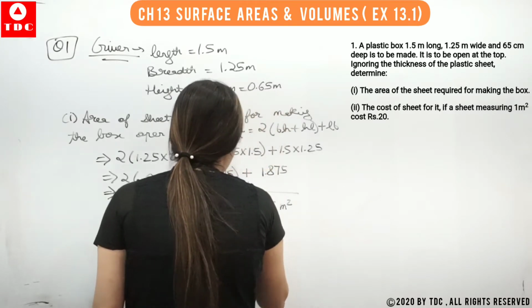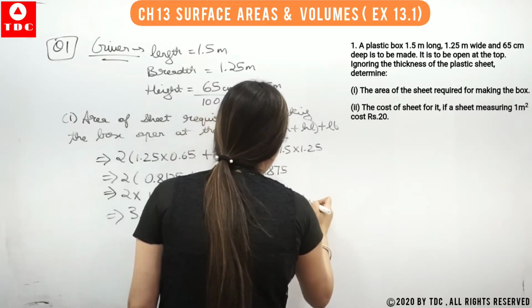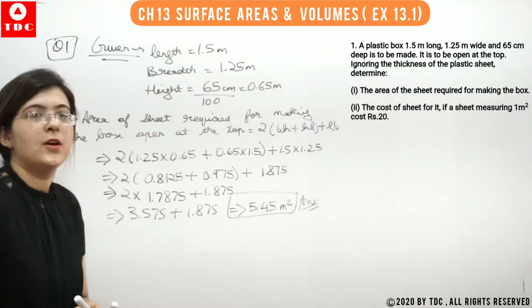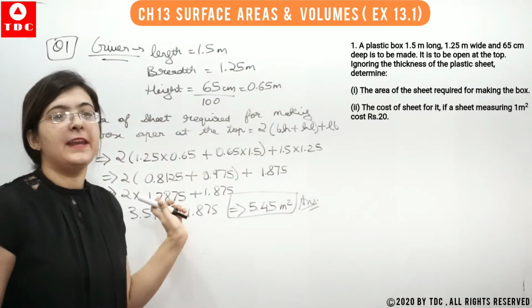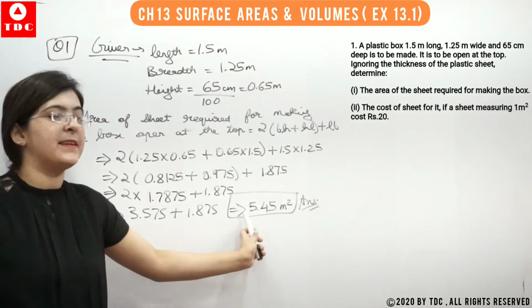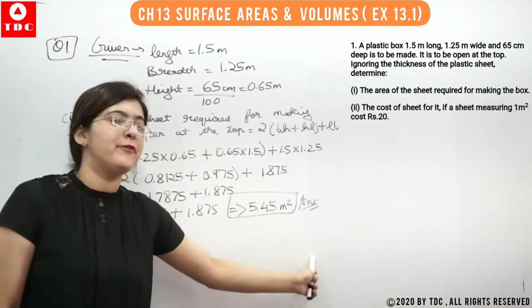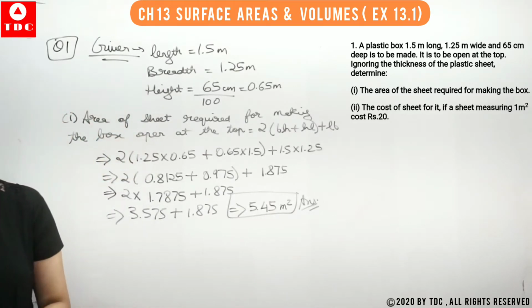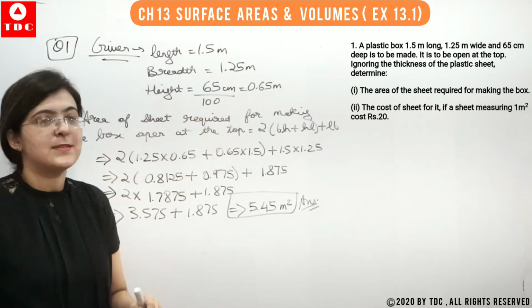What will you get? 5.45 meters square. Okay, what will you write? The area of sheet required for making the box open at the top is 5.45 meters square. Okay, this is your answer for the first part.